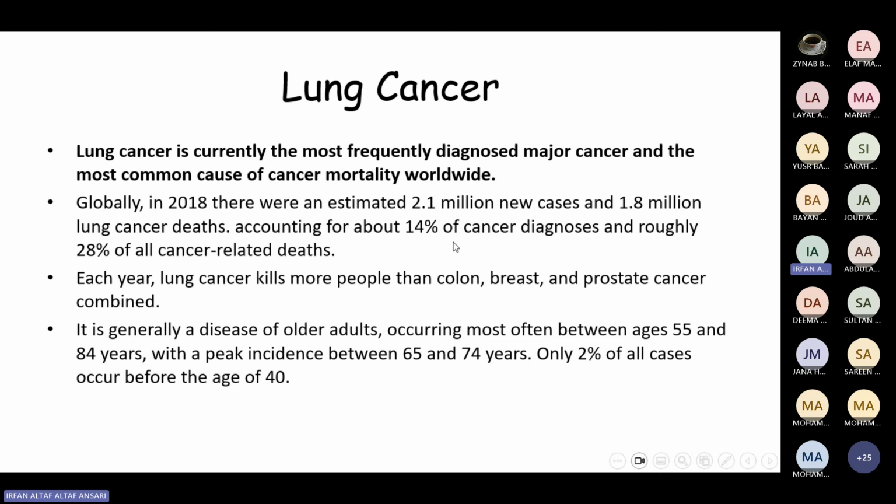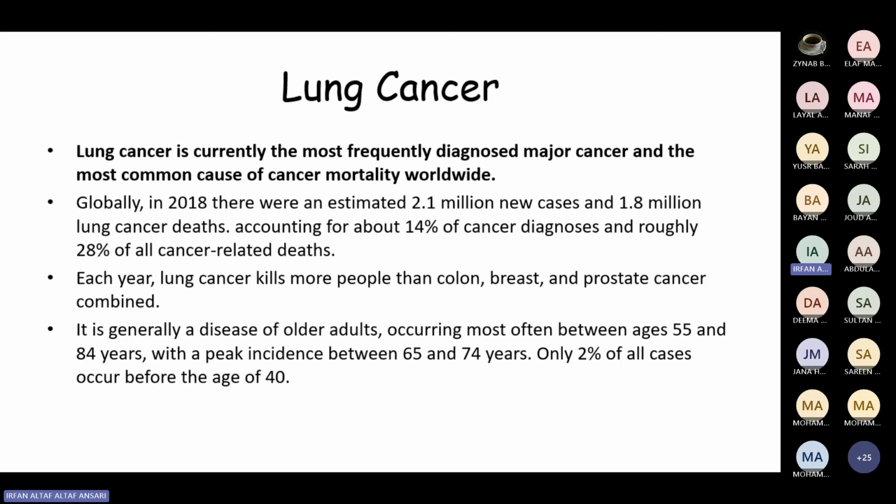It is 14% of all cancers diagnosed and 28% of all cancer-related deaths. And each year, lung cancer kills more people than colon, breast, and prostate cancer combined. So suppose you have 100 colon, 100 breast, and 100 prostate cancer deaths, you will find more than 300 patients die due to lung cancer.